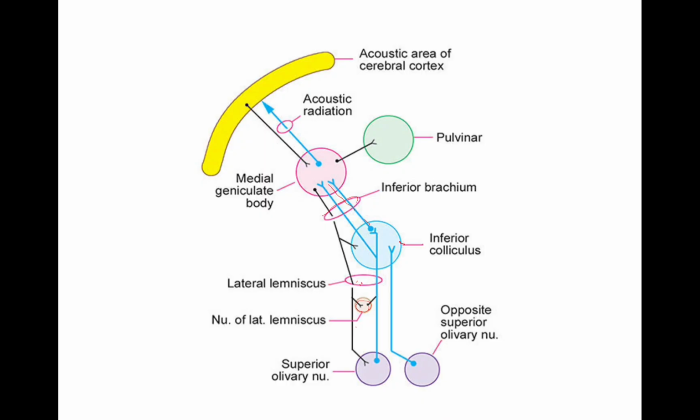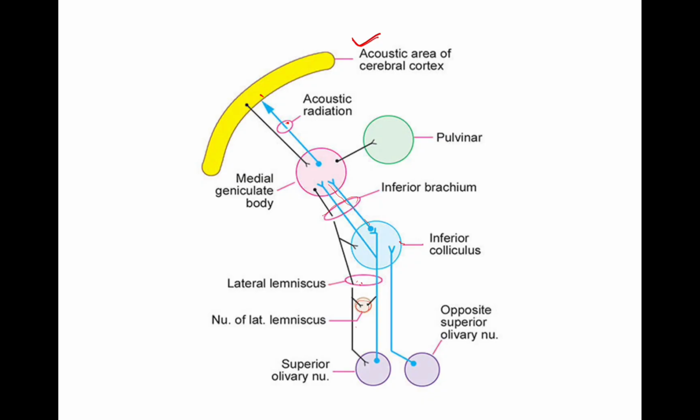Okay. Then comes the acoustic radiation, which is the nerve fibers that carry the sound from the thalamus to the cortex. That is acoustic radiation. Okay. Then the acoustic area of the cerebral cortex, which is the hearing center in your brain. This is where you actually understand the sound as music, speech, noise, etc.